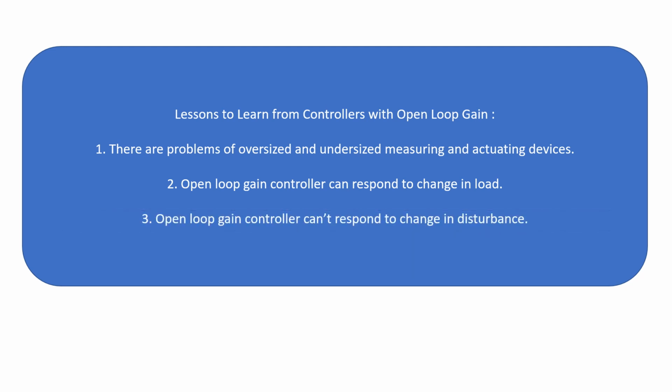Another lesson is that the controller can't respond to change in disturbance. It means that the change is unintentional or unpreferred. For example, when the chlorine supply pressure drops due to temperature change in the environment, nonlinearity of the control valve, pipeline clogging, or the storage tank is depleted. This problem can be addressed by implementing a closed-loop process control system, which will be explained in the next video.